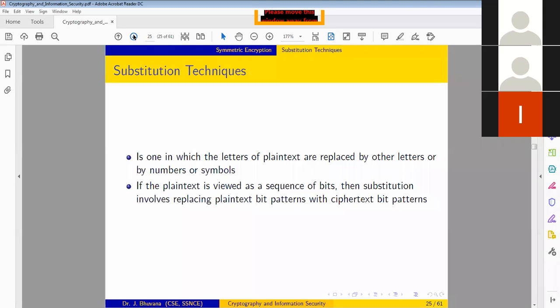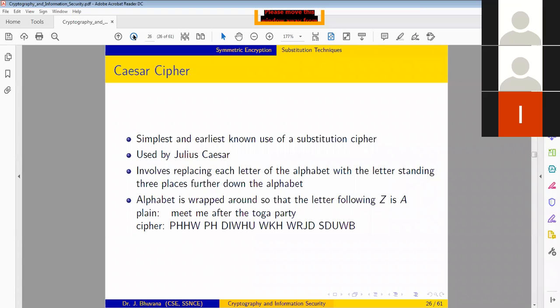So let us come to the first substitution technique. It's a very simple technique. We are going to see a few of the substitution techniques and a few of the transposition techniques. If time permits, we shall also go into the public key encryption techniques. This is the first technique used in the history of cryptographic techniques, named after its developer, Caesar. He sent messages using this technique to the people at the war front.